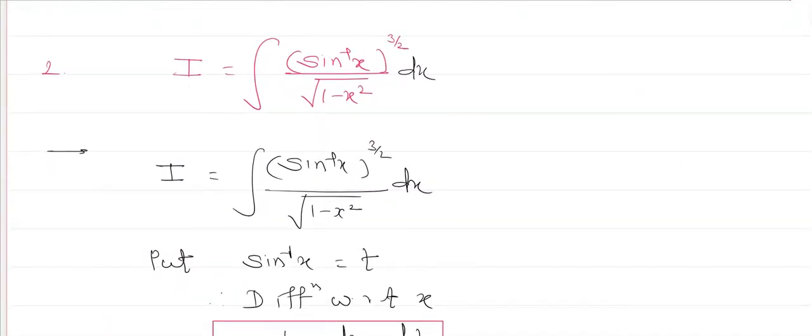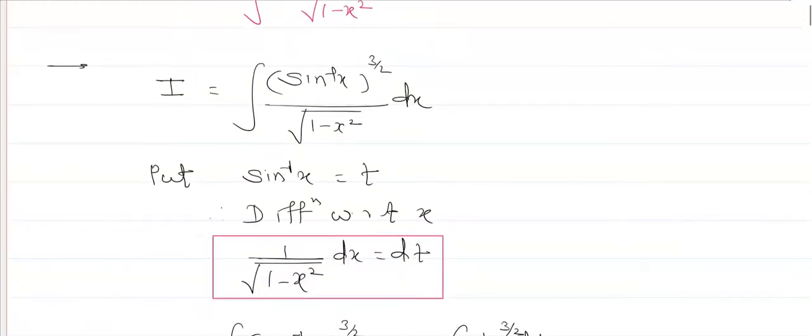Now the next problem: I is equal to the integral of (sin inverse x) raised to 3/2 upon the square root of 1 minus x square dx. Now here the function is present. Which is the function? Sine inverse of x. What's its derivative? 1 upon the square root of 1 minus x square. Therefore we will substitute here sine inverse of x is equal to t.